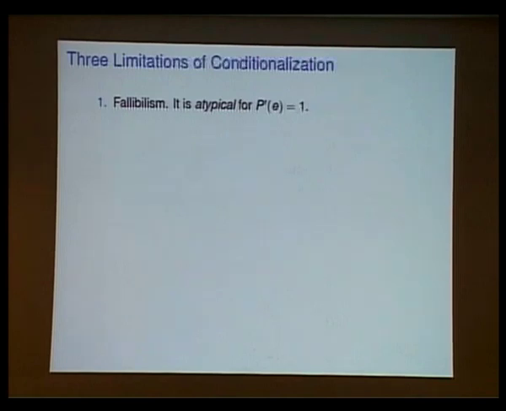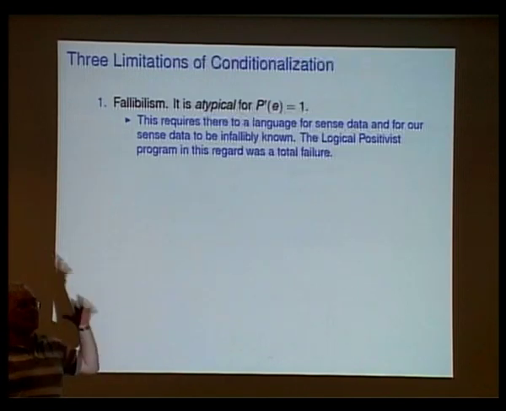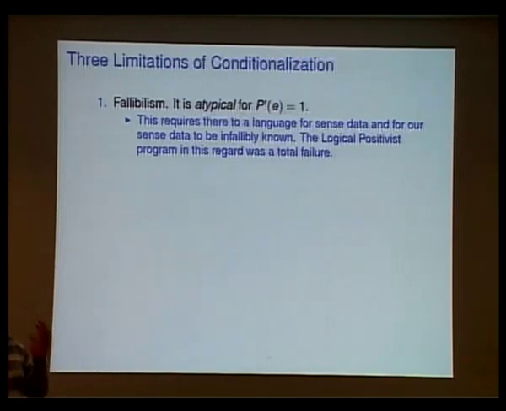So first of all, fallibilism. It's atypical for the posterior probability of anything to be one, whether observation or not. There is a long tradition in philosophy of science of trying somehow to make posterior probabilities of evidence be one. That comes out of the logical positivist tradition. They talked about sense data. So they tried to make sense of an observation language where we could be absolutely certain that the statements in the language are true, or absolutely certain that they're false. So what were the statements like? Well, that was one of the problems. They never actually came up with any such language.